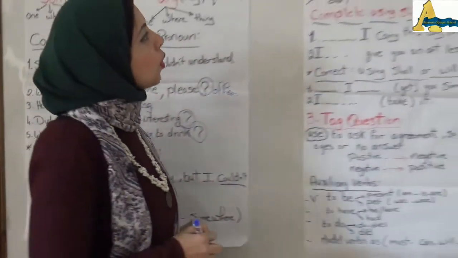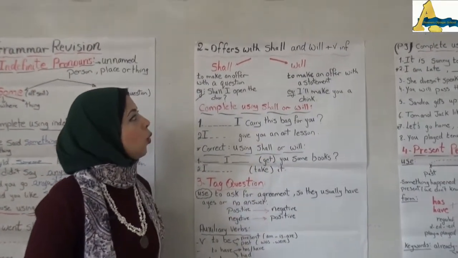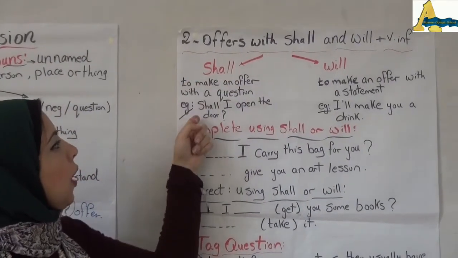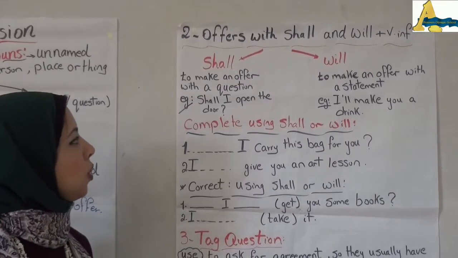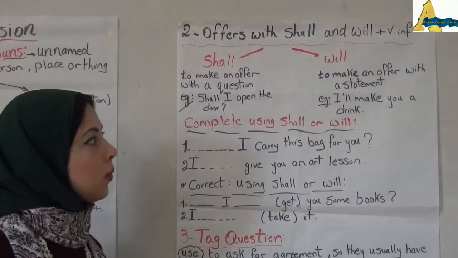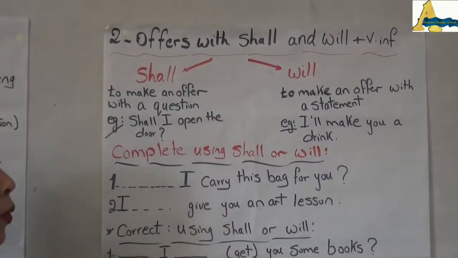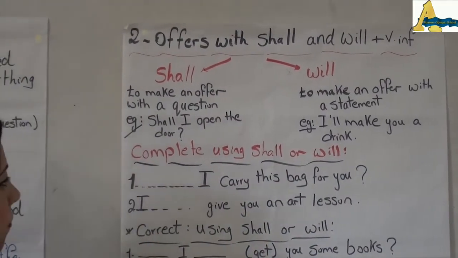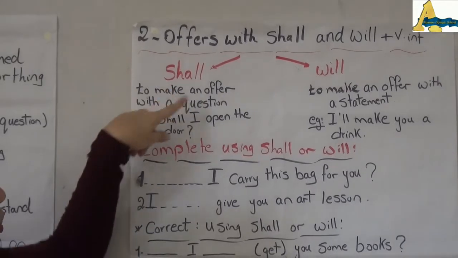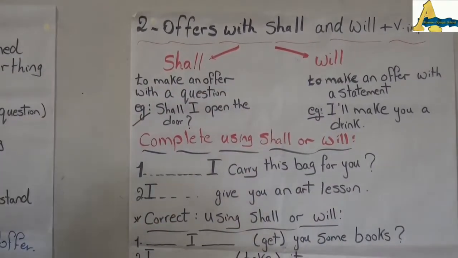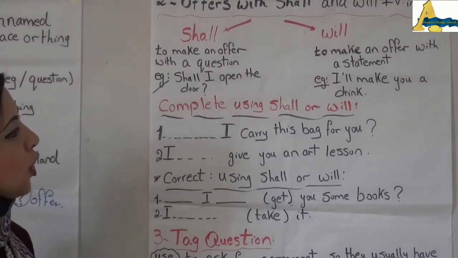The second thing we took was offers with shall and will. What is the difference between them? We are going to use shall to make an offer with a question. Shall I open the door? We are going to use will to make an offer with a statement. I will make you a drink. So we are going to use shall for the question, and will for the statement.